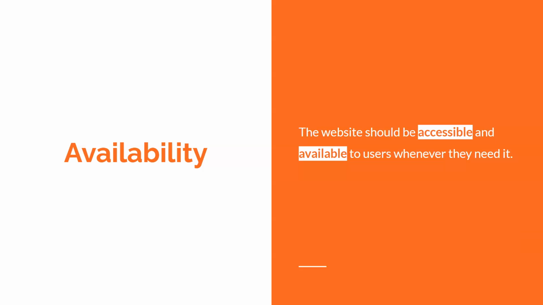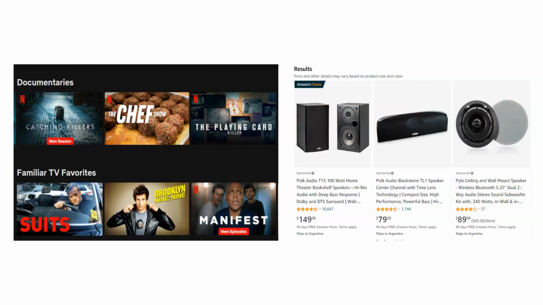First, with availability, the website should be accessible and available to users whenever they need it. So it's like having a store that is open when customers want to visit. You need a reliable server, a good technology to handle lots of people using your website at the same time. So a good example for this is Netflix.